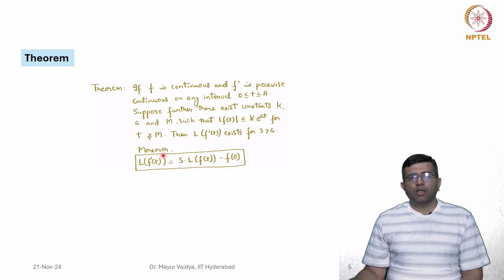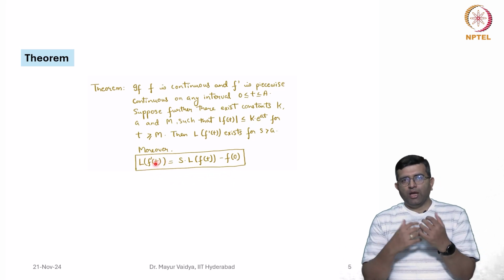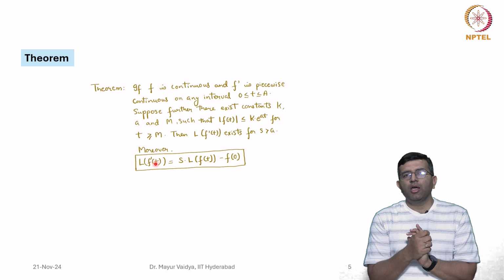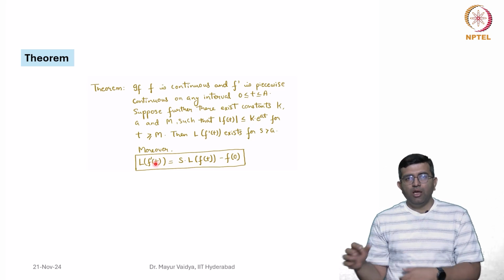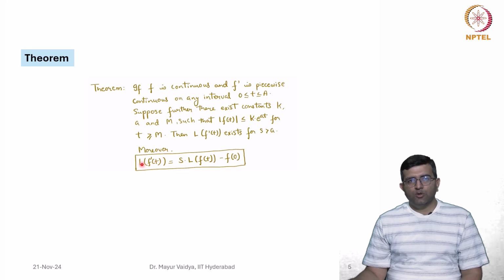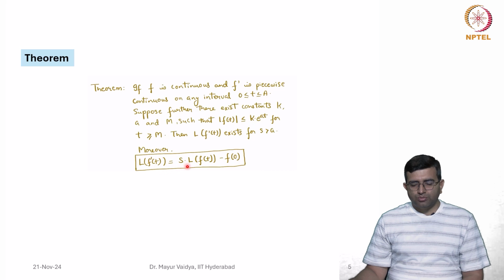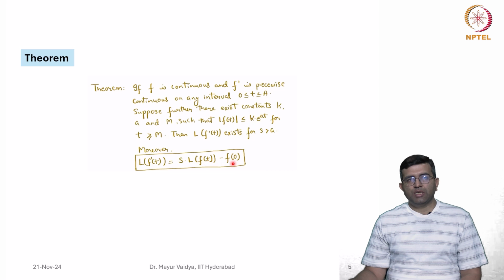So the important relation for us is that if you want to find the Laplace transform of f dash of t, you can find it in terms of the Laplace transform of f of t, and you can use this relation. The Laplace transform of f dash of t is equal to s into Laplace transform of f of t minus f of 0. So once again I will repeat, Laplace transform of the derivative of f of t, that is f dash of t, is equal to s into L of f of t minus f of 0.